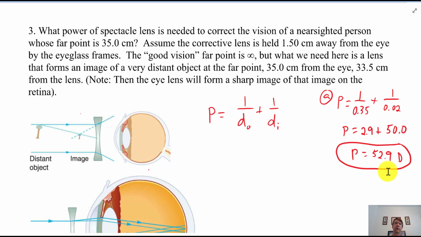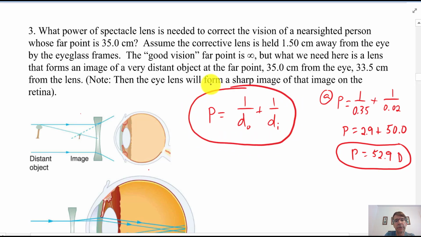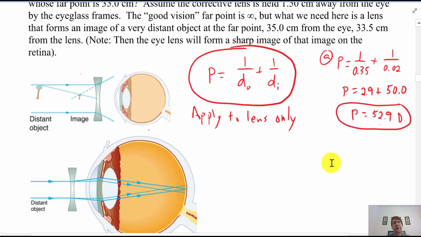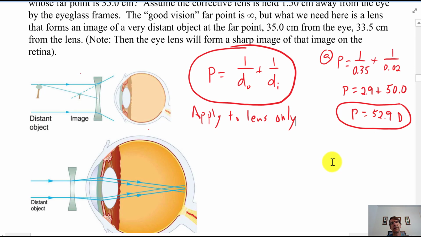What you need your lens to do is you need the lens. So forget your eye right now. So this equation, the one we just did, applied to your eye without glasses. Now, in the actual problem, we want to apply this equation to the lens itself. So apply it to the lens, not your eye, to the lens only. And I'm just saying that loosely because obviously that lens is in front of your eye.